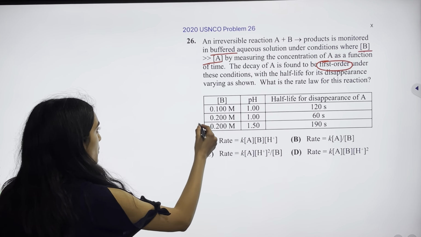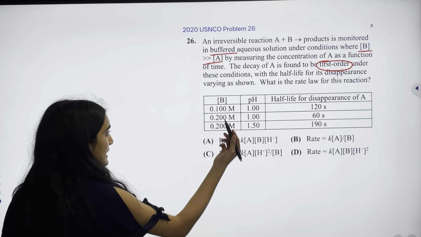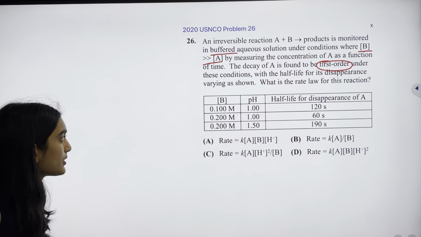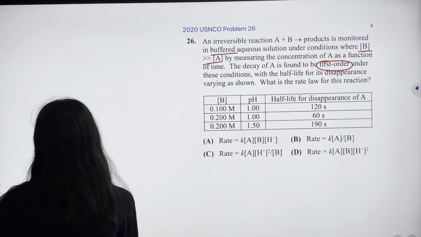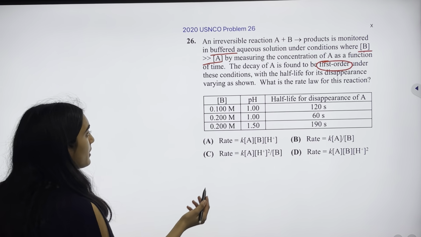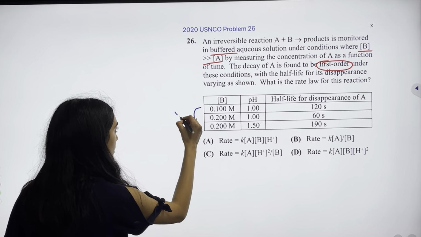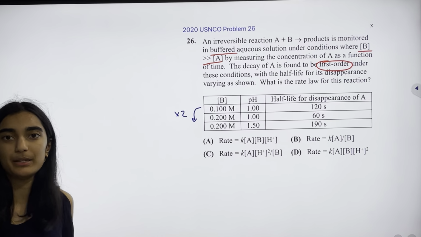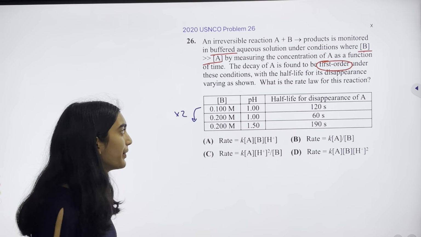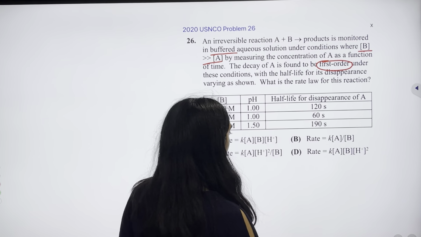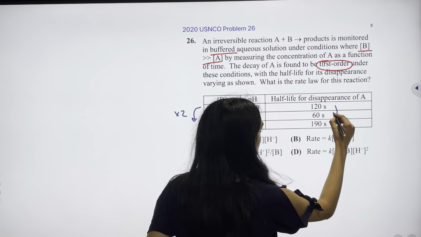Okay, so what is the rate law? Well, when we have a table like this, we can sort of see the relationship between the numbers here. So when we have 0.1 molar and it's going to 0.2, right, we're multiplying the concentration of B by 2. So what's going on with the half-life? Well, it's getting multiplied by 1/2.